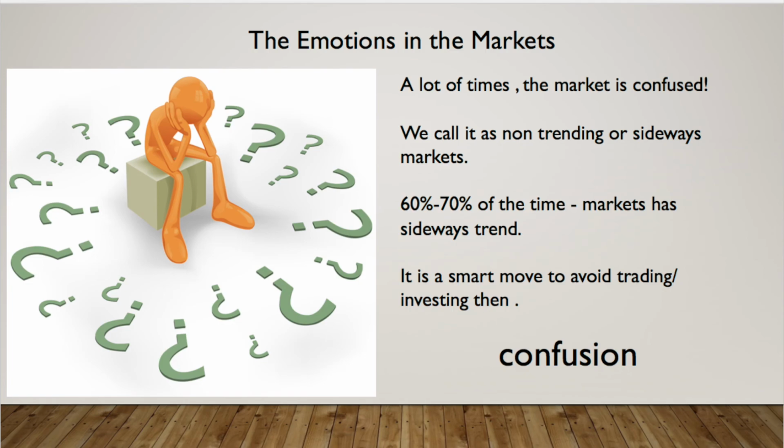Confusion. A lot of the times the market is confused. We call it a non-trending or sideways market. 60 to 70% of the time, markets have a sideways trend. It is smart to sometimes avoid trading.